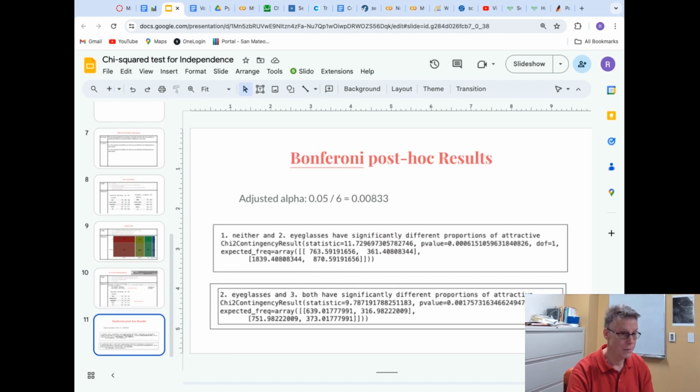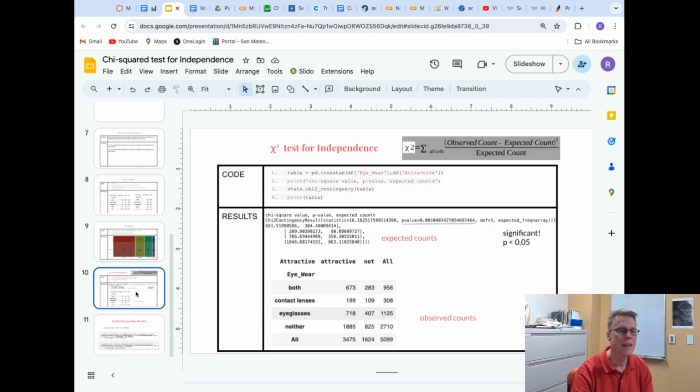All right, that's it. That's the Bonferroni post hoc test, where you pairwise compare and figure out where is that significance that you found out overall, where is that coming from?